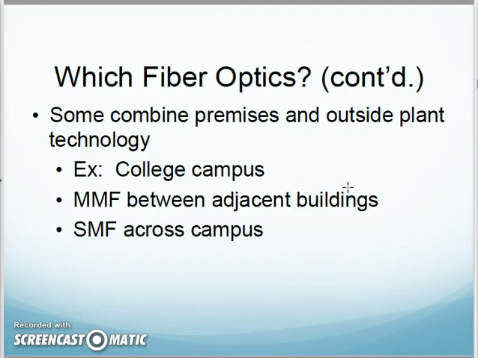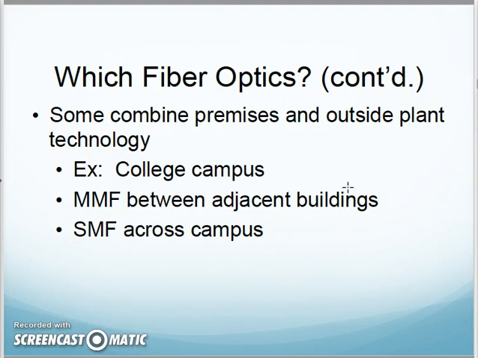They also go on to say some of these things are actually combined. I use the example of a college campus, something like Penn State, with lots of buildings and lots of land. If you're connecting two adjacent buildings together, or even connections within a building, that's going to be multi-mode fiber. But as I start connecting buildings across the campus, a building on this side of campus to a building on the far side of campus, that's going to need to be single mode fiber because of the distance.